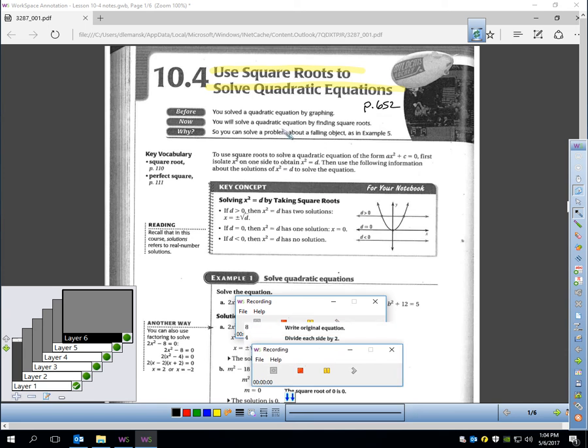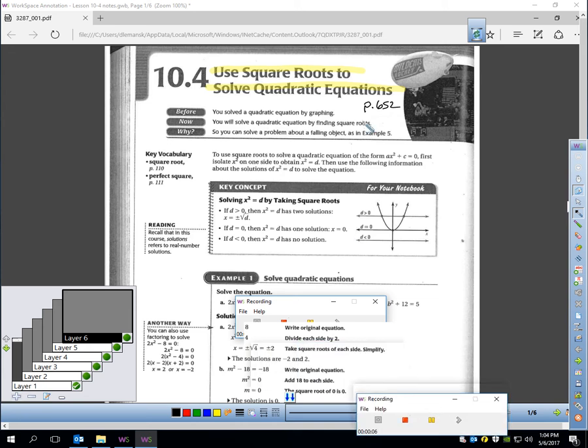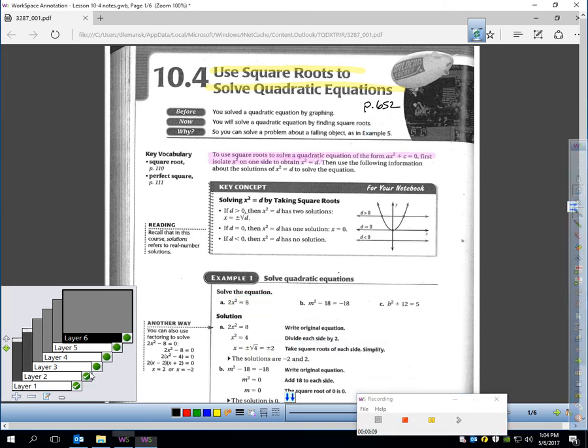This is lesson 10.4, use square roots to solve quadratic equations. You should be on page 652. To use square roots to solve a quadratic equation in the form ax squared plus c equals 0, first isolate x squared on one side to obtain x squared equals d.